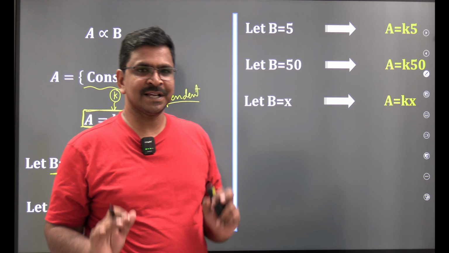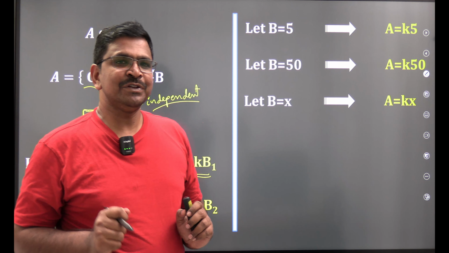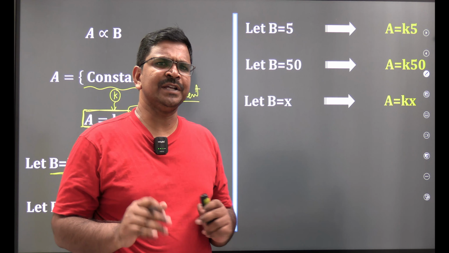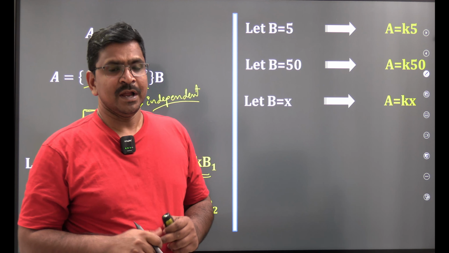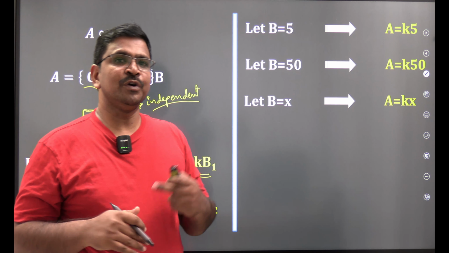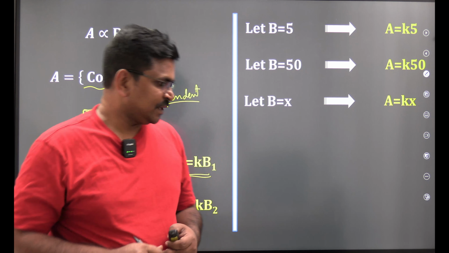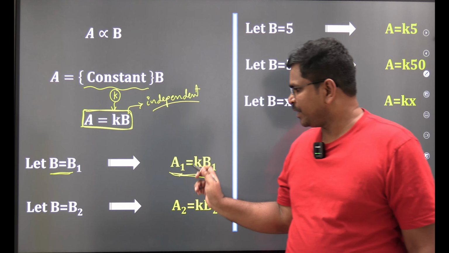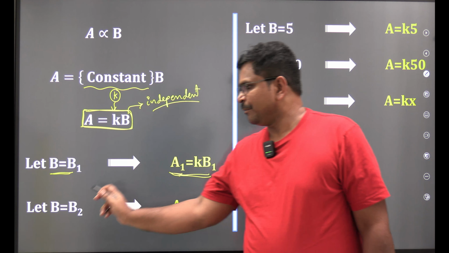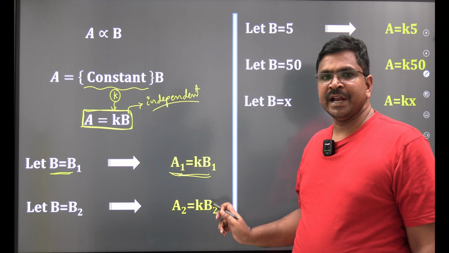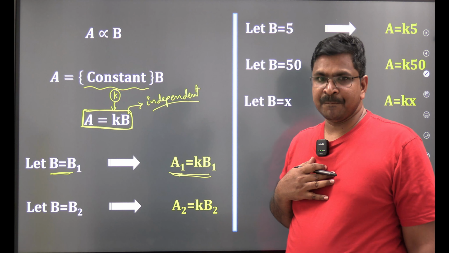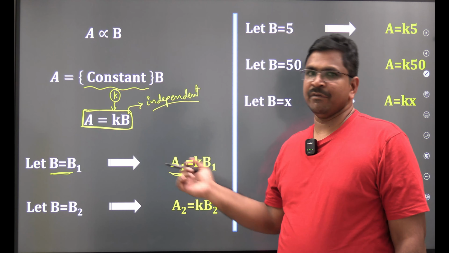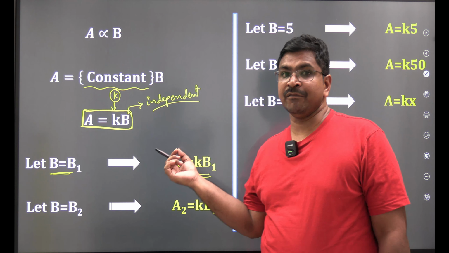Till now we have discussed, for individual inputs, what is the output. That is, what is the value of A for each individual value of B. Now let us compare two different inputs. Suppose initial B equal to B1, so A1 equal to K times B1, and B equal to B2, A2 equal to K times B2. Suppose I want to compare the second value, that is A2, with A1.